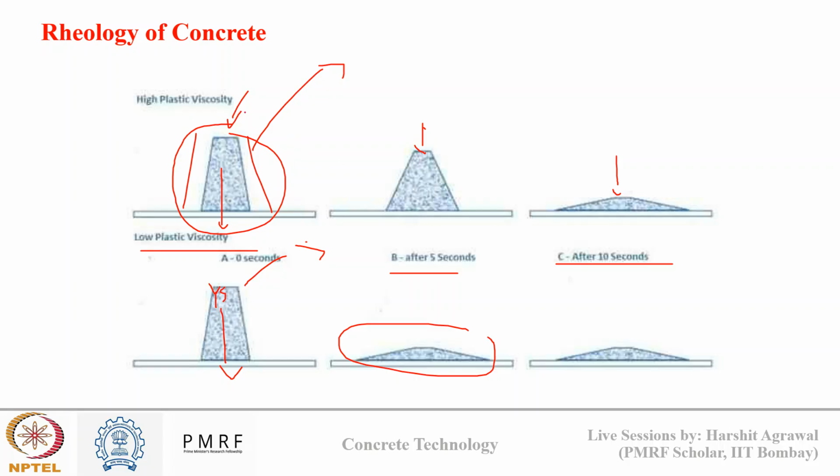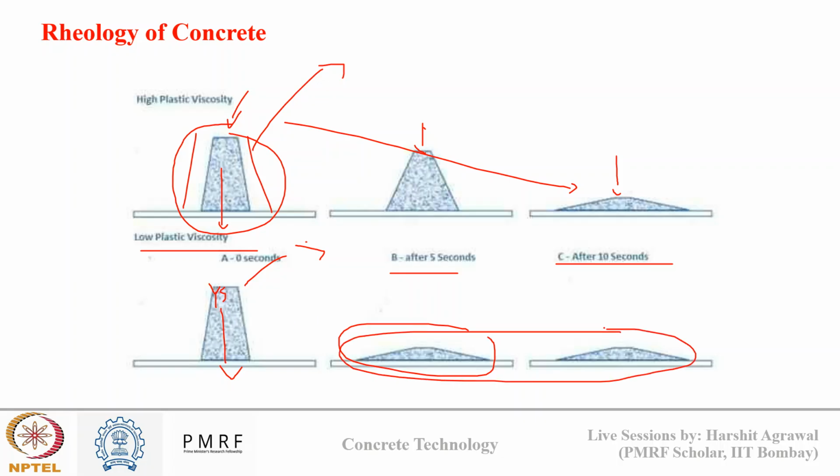However, due to high viscosity here, there was higher resistance to flow. That's why it took time to collapse, and here due to low viscosity the resistance to flow was lower, so it collapsed instantaneously.